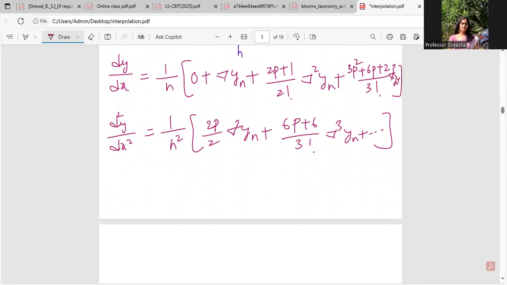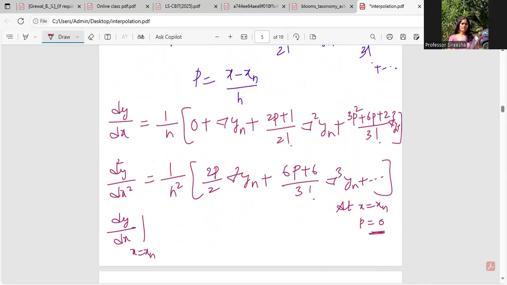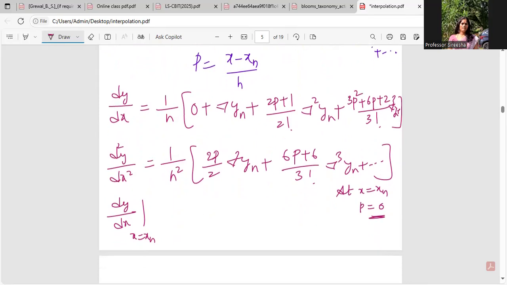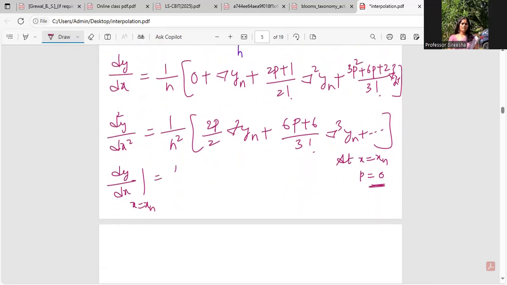Similar thing is repeated for dy by dx at x is equal to xn, guys. Here p would be again 0. You can just observe, p is nothing but x minus xn by h. P would be 0. So what's the change? If you ask me, it's very simple. It is just 1 by h into del yn would be there. There'll be no alternating plus minus signs. All are pluses only: half del squared yn plus 1 by 3 del cube yn and so on. It goes on and on like this.